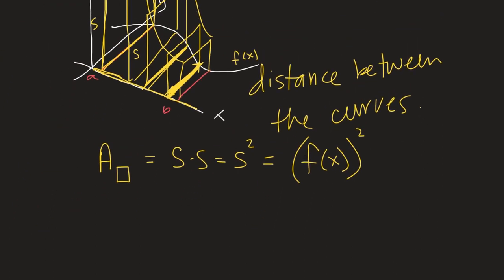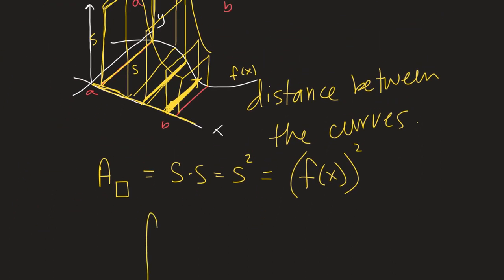So if we're going to take the volume, that's the integral from a to b of your side length, which is given to you by your y value from your function, squared.